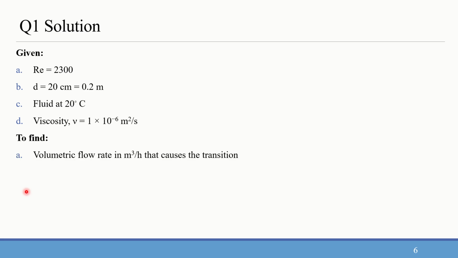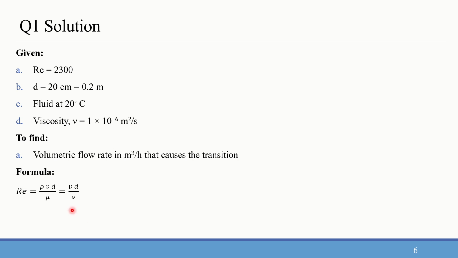Now we are asked to find the volumetric flow rate in meter cube per hour that causes the transition. So what are we going to do? We are going to calculate it using the Reynolds number formula. First, the volumetric flow rate we will obtain by V into A. For that we need to calculate V, and for that we go through the Reynolds number approach. Reynolds number is equal to rho V d by mu, and it is V d by nu, where mu by rho is equal to 1 into 10 power minus 6 meter square per second.